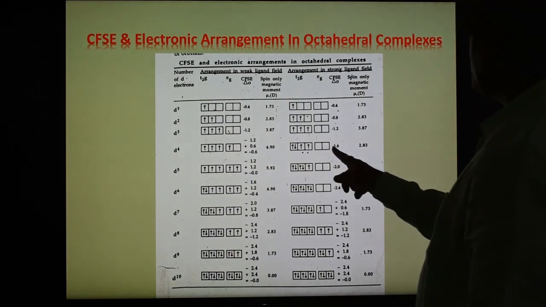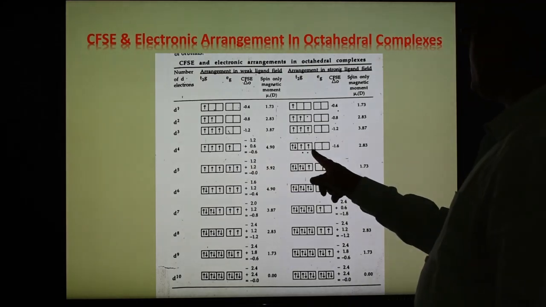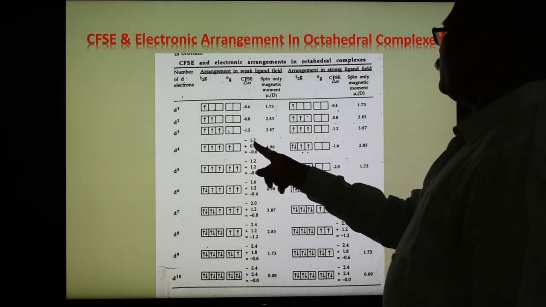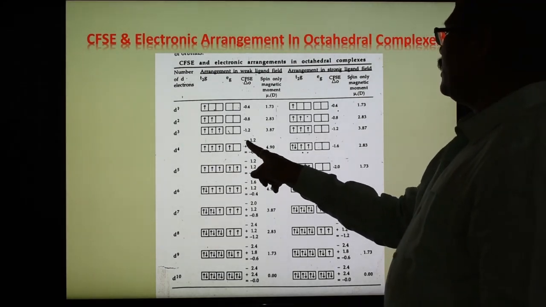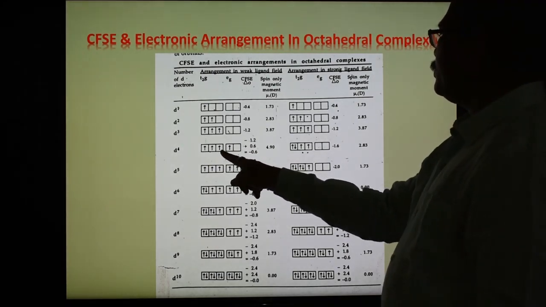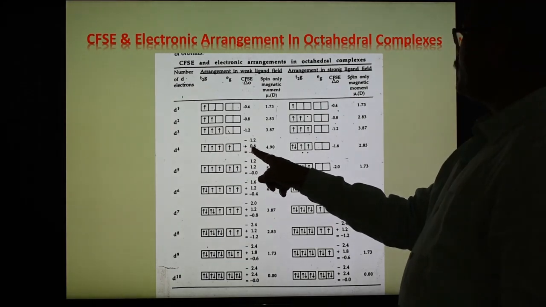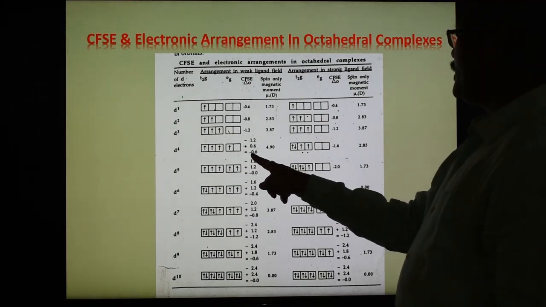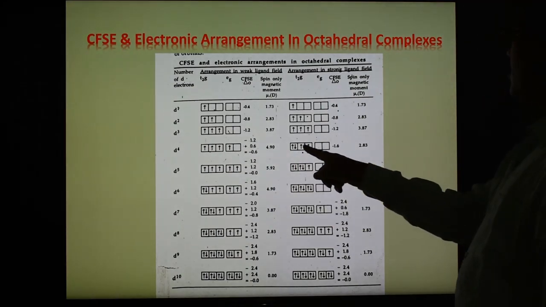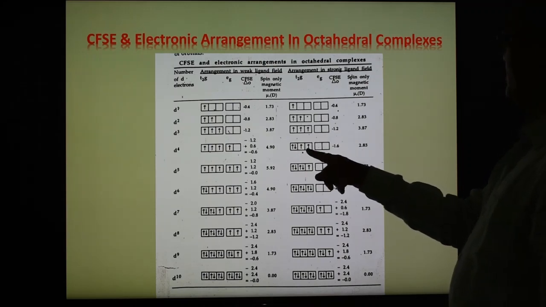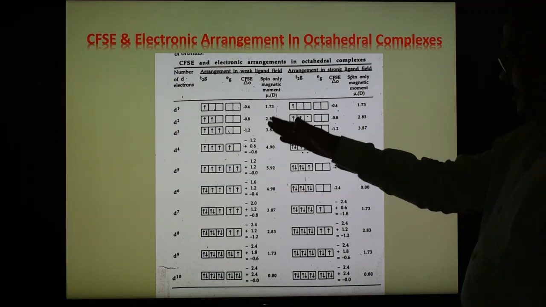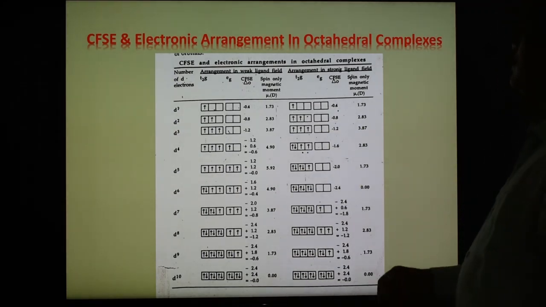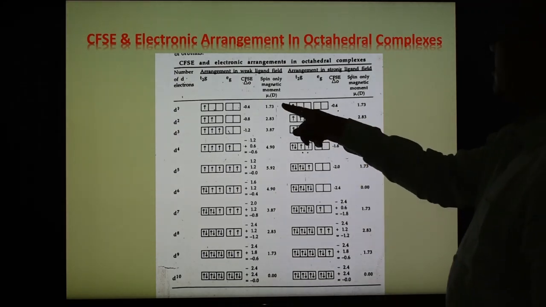In case of d4, two spin states are possible. This is high spin, this is low spin. In high spin, the configuration is t2g3 eg1, and for three electrons it is minus 1.2, and for one electron plus 0.6, so the total is minus 0.6. In the low spin case, all four electrons are in the t2g level, and therefore minus 1.6. In a similar way we can calculate the CFSE values for delta O.